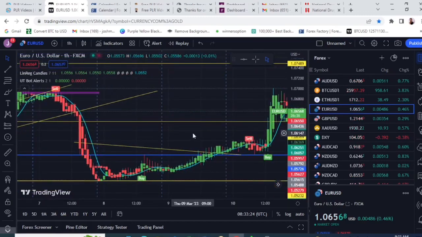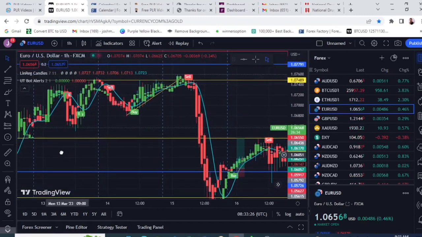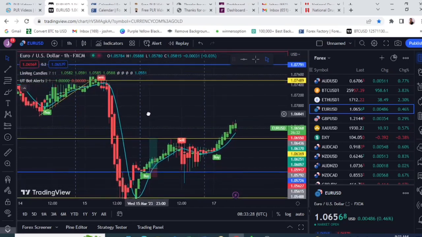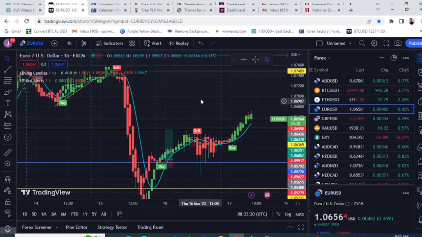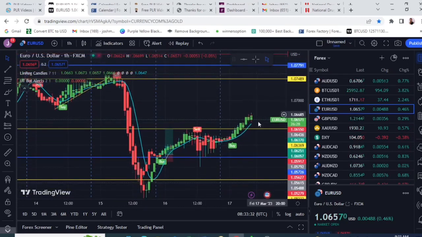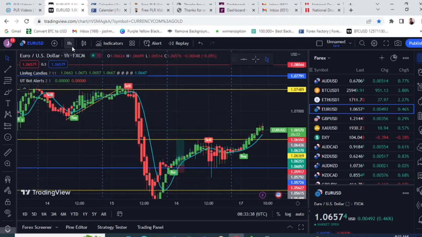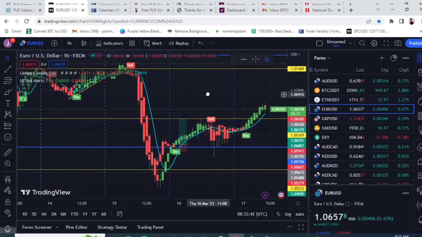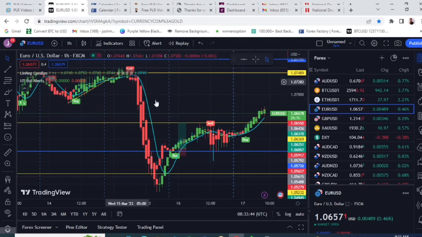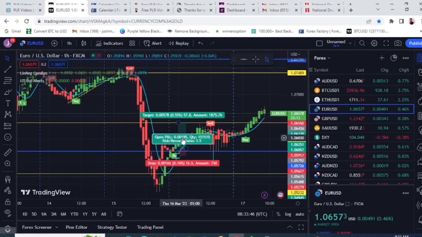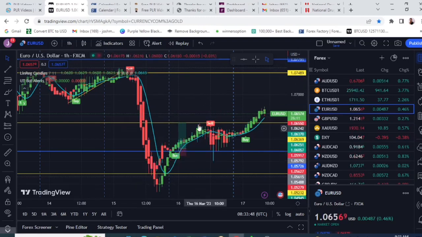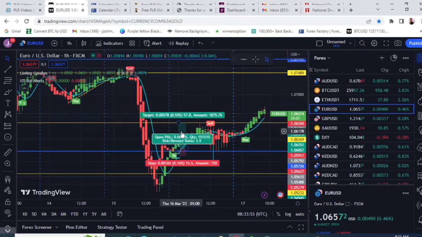Now I'm going to show you how this strategy works. What do you need to do? First of all, you will need to stay on the 1 hour time frame. Don't go anything lower than the 1 hour time frame, because if you go on lower time frames, you will see a lot of signals, and some of them may not stay.